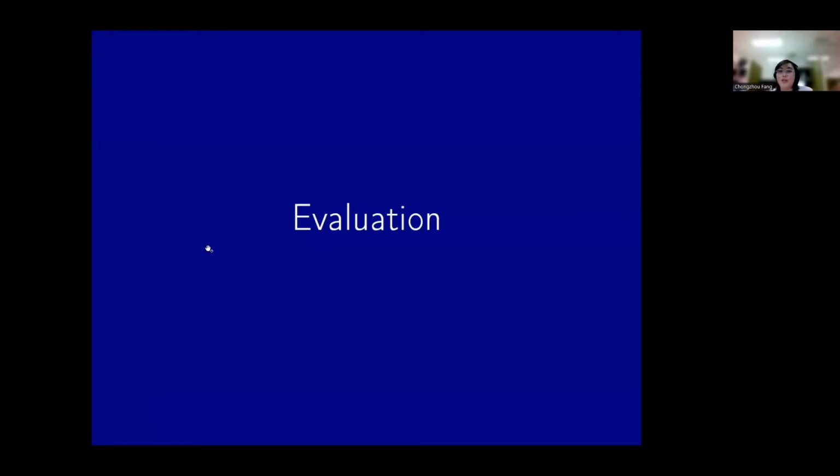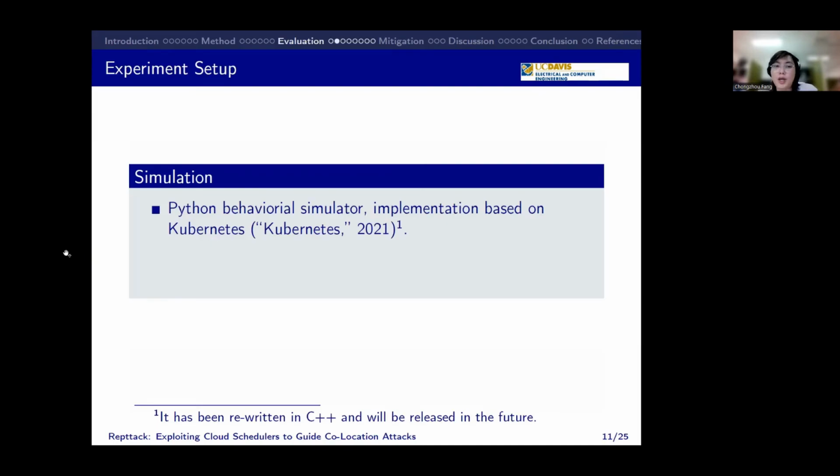Here comes the evaluation result on both the behavior simulator and the cluster. The simulation part of our evaluation is conducted on a Python behavioral simulator written by us. The implementation is based on the Kubernetes scheduling algorithm. We simulate the behaviors of a real cluster scheduler and generate scheduling results.